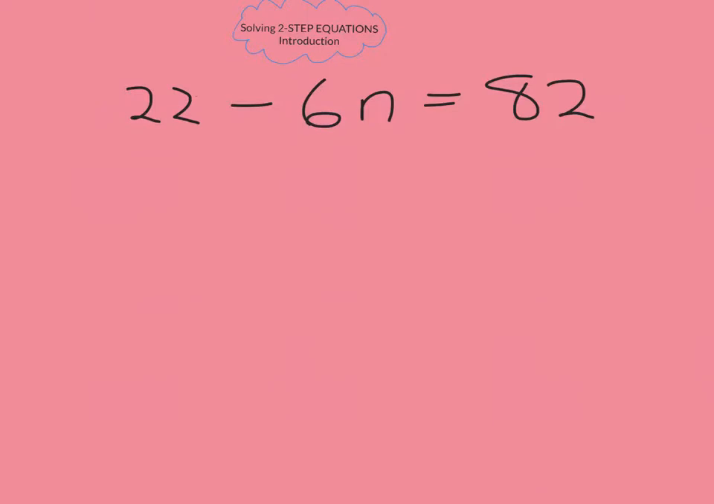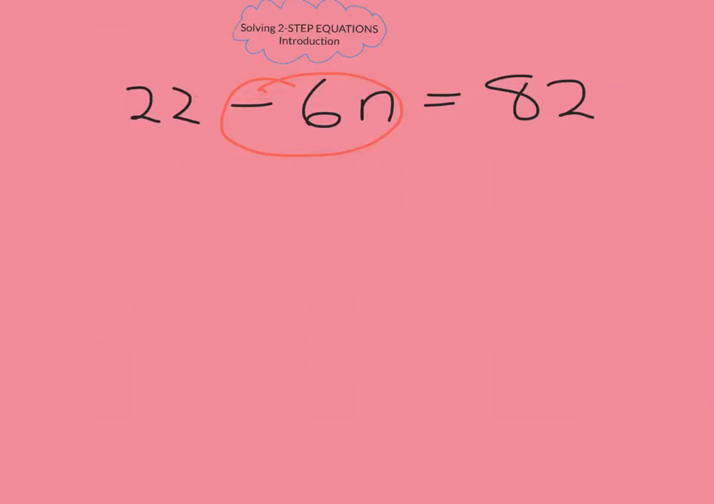All right, so now for our next problem. 22 minus 6n equals 82. So I want to get, again, the variable all alone. So I look at the variable term, and it's not just 6n, but it's negative 6n. So I'm going to circle that, and I'm going to deal with that last and get rid of everything around the variable first. So I need to get rid of this positive 22.